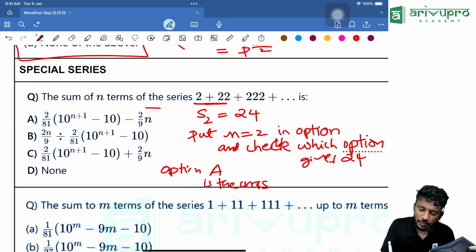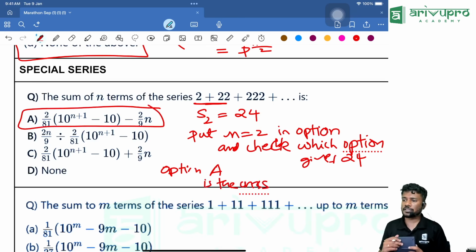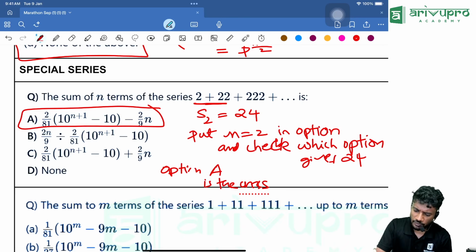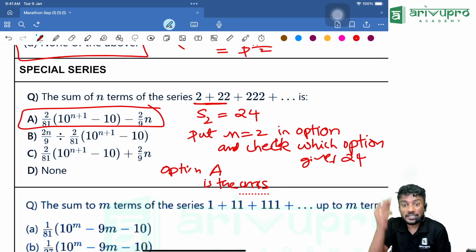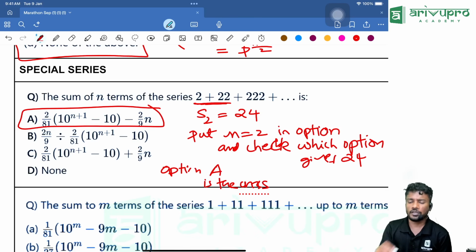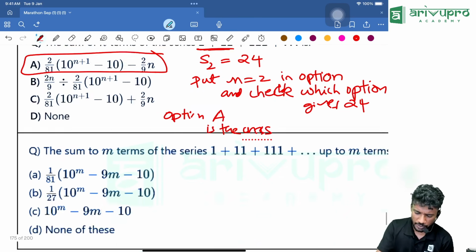Is the method clear, people? Understood the method? What are we doing here? We are just taking first two terms and adding them. Even if you want, you can take the first term itself. Put n is equal to 1. If you get it as 2, that is your answer. But why are we not doing that? Because sometimes one more option can give you the answer. That's why we are going for the first two terms. Three terms and all, it's not required here.